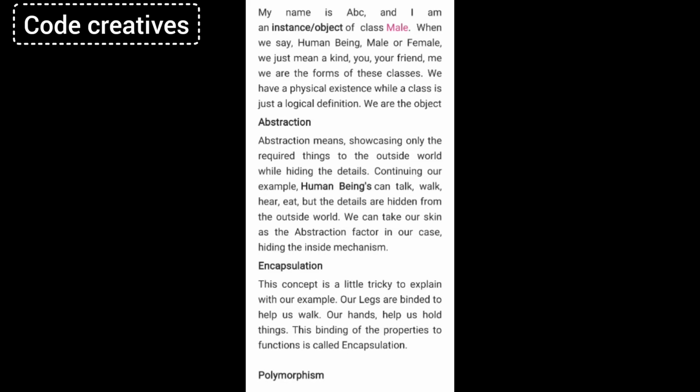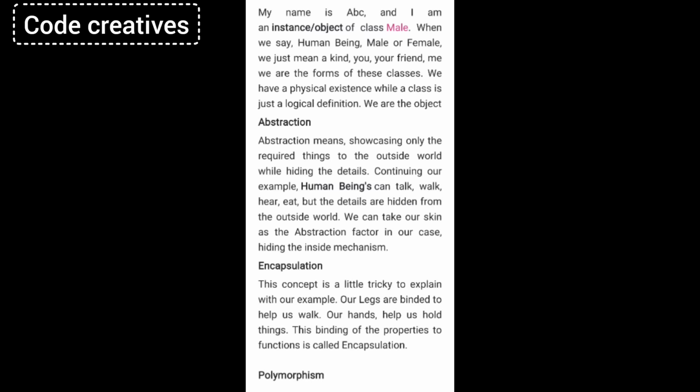Now what is abstraction? Abstraction means showcasing only the required things to the outside world while hiding the details. Continuing our example, a human being can walk, hear, eat, but the details are hidden from the outside world, as we all know. So we can take our skin as the abstraction factor, hiding the inside mechanism. No outside person will know about what is inside. I only know about myself, my name is, let's see, ABC. None other person knows about it.